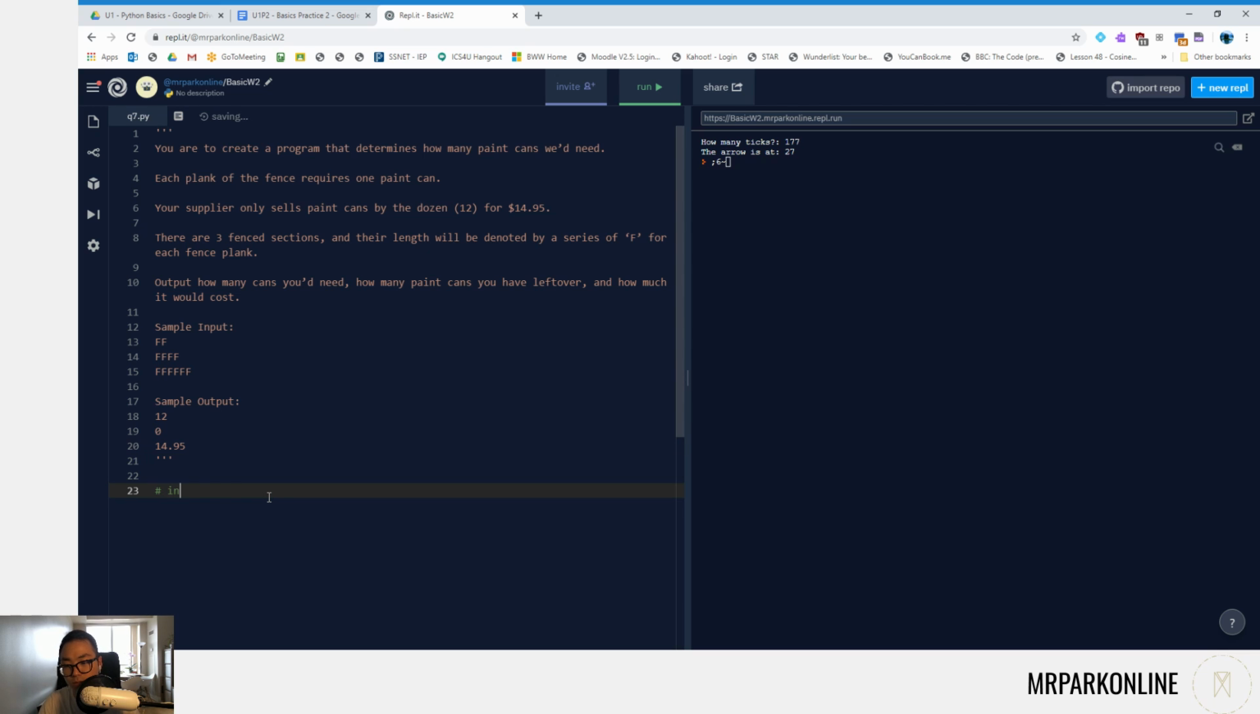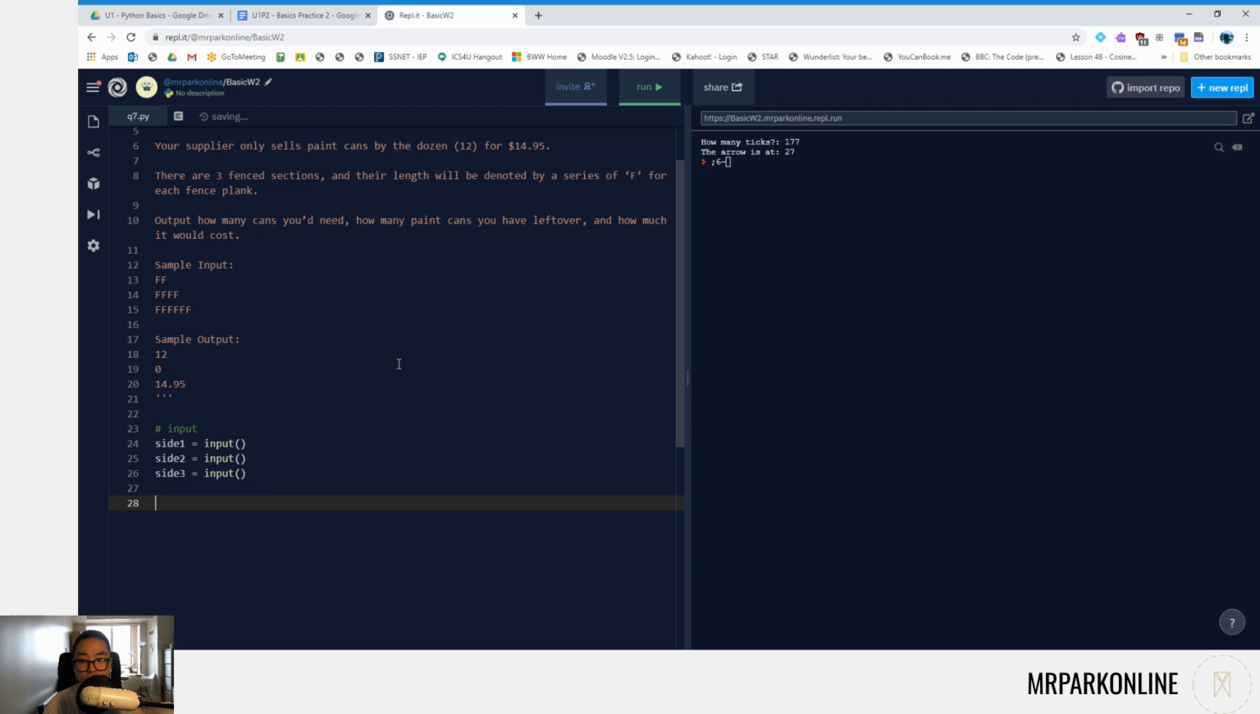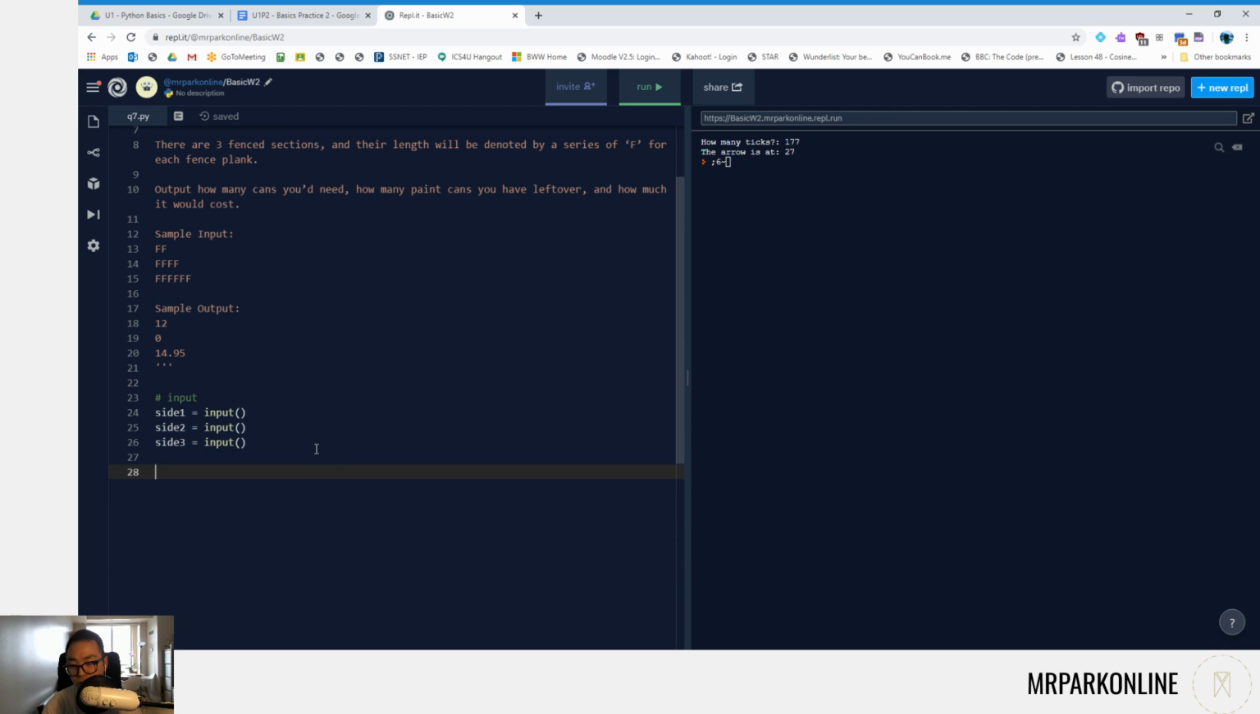Let's start off with our input. Quick and simple, we just need side 1, and it's just an input. Side 2, input, and side 3 as an input as well. They're all going to be series of Fs, so they're going to be strings. I can't convert that to a float nor an integer. And now we're going to get to our processing.